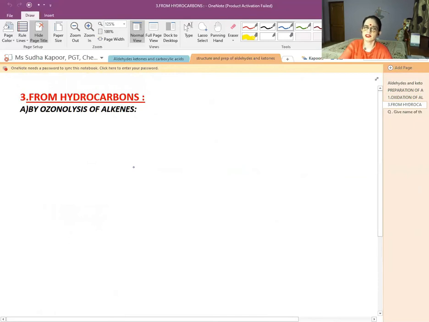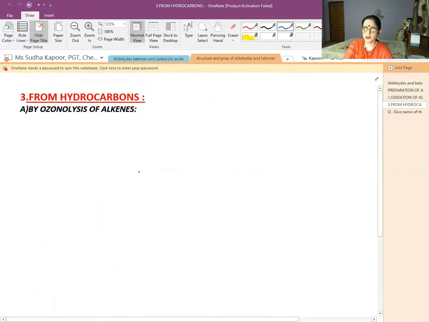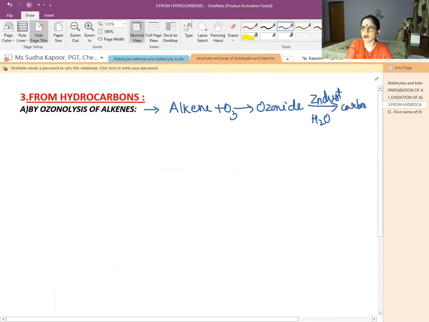Now comes the third method, which is related to our class 11, that is the hydrocarbon part. That includes the ozonolysis and the hydration of alkynes. You must be remembering what happens in ozonolysis. We take a simple alkene, add O3, getting an ozonide, and when the ozonide is treated with zinc dust and water, what we get is a carbonyl compound. These carbonyl compounds can be aldehydes or ketones, a mixture or pure, depending on which alkene we have taken.